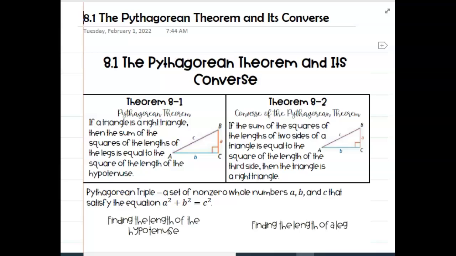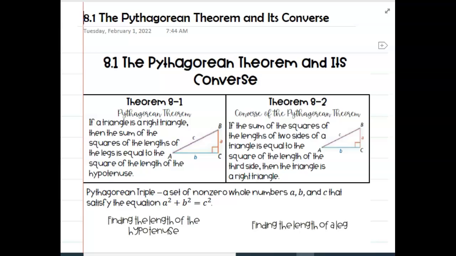They're called the legs, the actual sides that make up the right angle. So what the Pythagorean Theorem tells you, in a super wordy definition, is: if a triangle is a right triangle, then the sum of the squares of the lengths of the legs is equal to the square of the length of the hypotenuse. It just means A squared plus B squared equals C squared, which you should be familiar with.